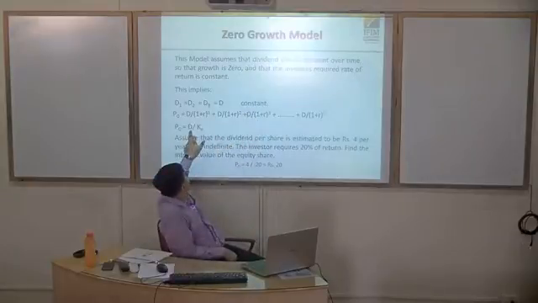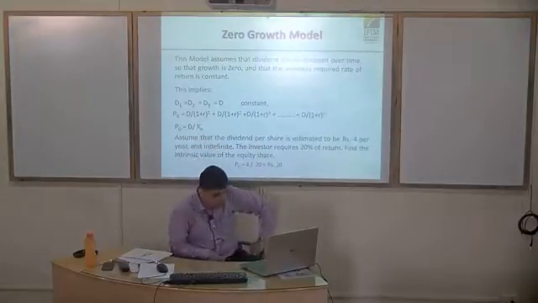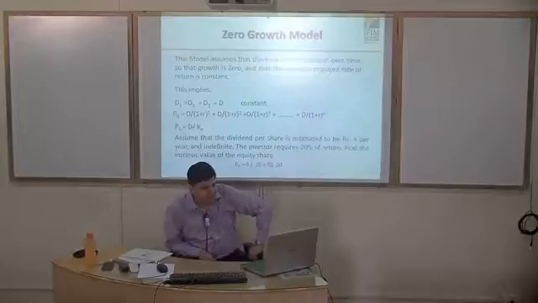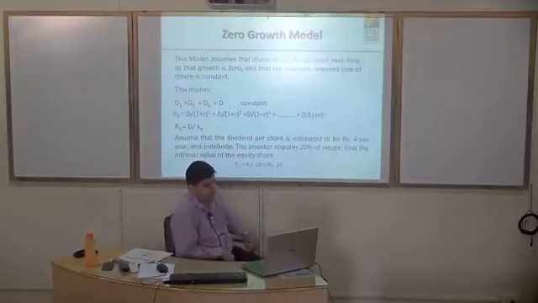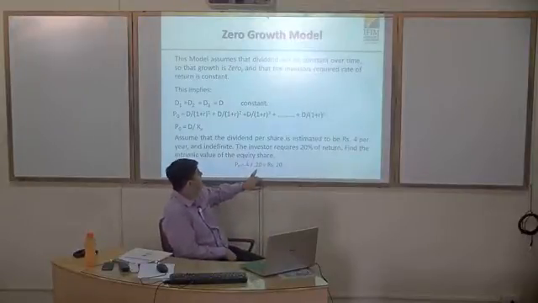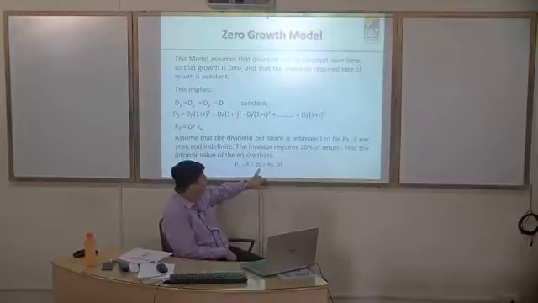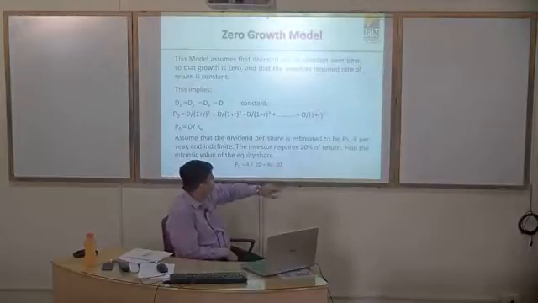D divided by KE. Assume that the dividend per share is estimated to be 4 rupees per year indefinitely. The investor requires 20% return. Find the intrinsic value of the equity share. So that becomes 4 divided by 20%, which is 0.2, equals 20 rupees.